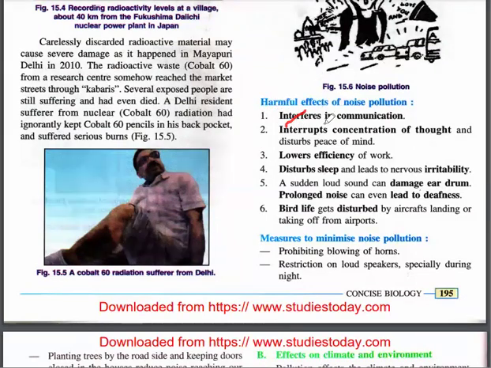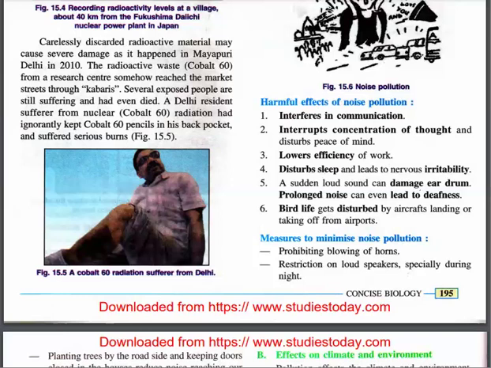So the harmful effects of noise pollution: interference in communication, like someone shouting or talking back loudly to you. It interrupts concentration of thoughts and disturbs peace of mind. It also lowers the efficiency of work. You don't feel like working if there are disturbances around you. It disturbs sleep and leads to nervous irritability. You can't sleep properly if this noise is there, because your nerves can't take it anymore. It just stops because it's getting irritated, right?